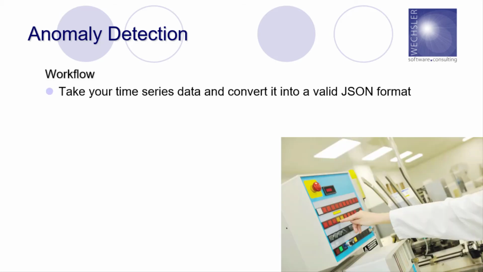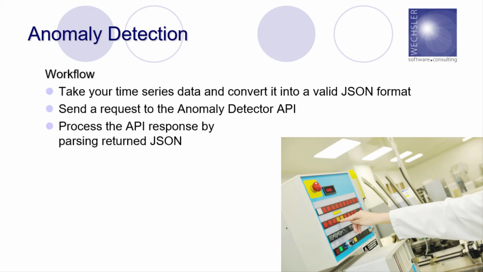Let's have a short look at the workflow. To use anomaly detection, you would take time series data and convert it into a valid JSON format the API is accepting. Then you send a request to the API, and from the API you get back a JSON response, which you just need to parse to get the information about your data.